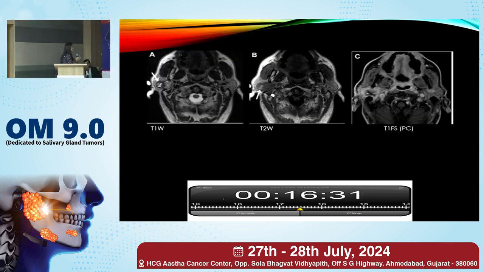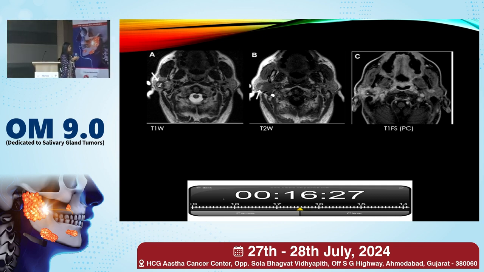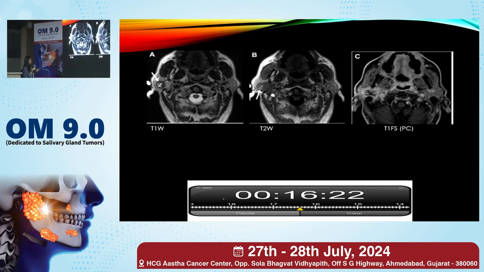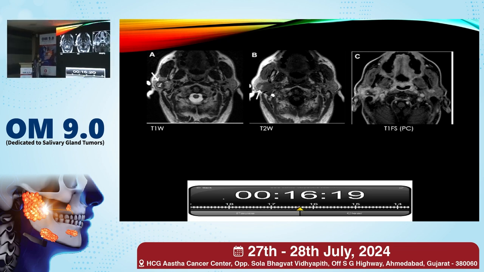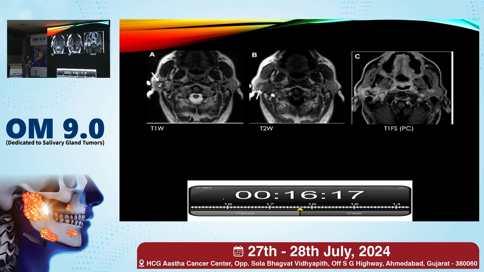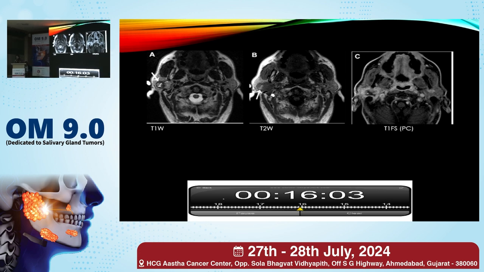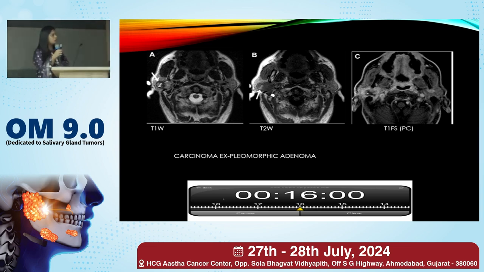Now coming to an interesting case, on T1 weighted images, we are seeing a lesion which is hypointense. Then coming to T2, it is hypointense again. And then on post-contrast imaging, we see that it is showing heterogeneous enhancement. The point to be seen is that on T2, it is hypointense. This on FNAC came out to be carcinoma ex pleomorphic adenoma.